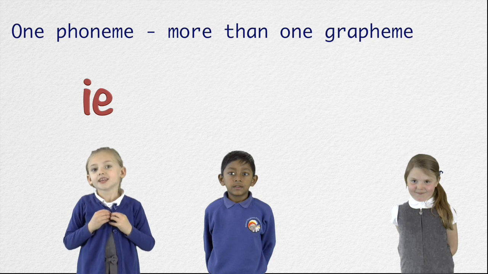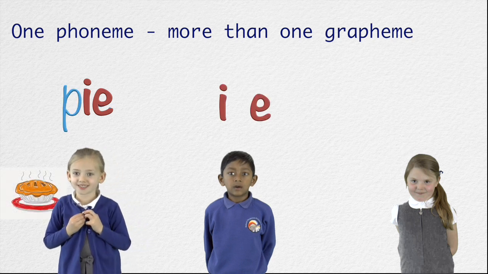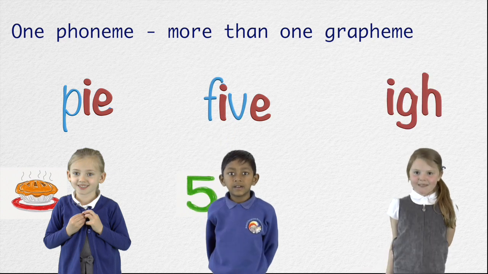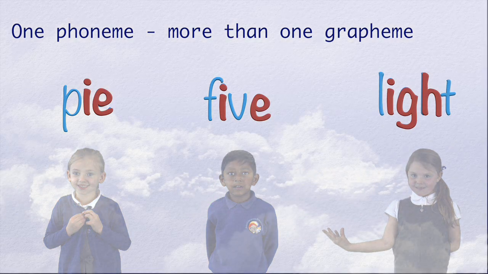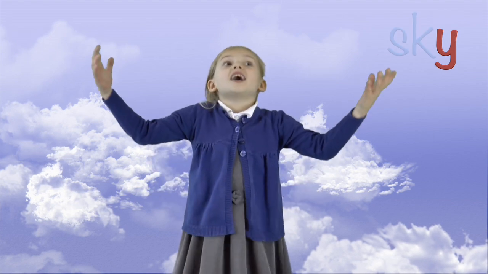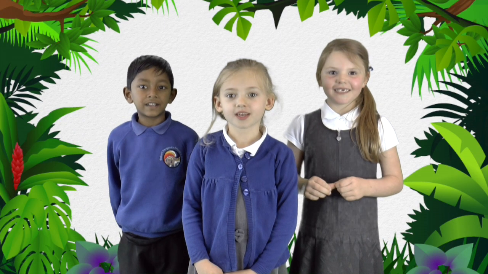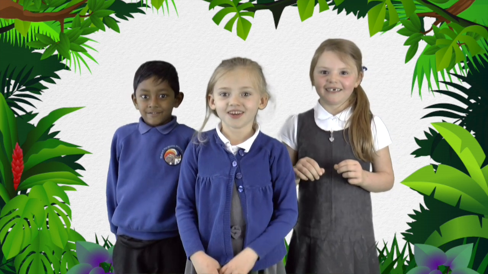The sound I can be IE, like in pie. The sound IE can be a split digraph, like five. Or it can be the IGH, like in lights. Or it can be the letter Y, like in sky. Or it can be the letter I, like in lion.